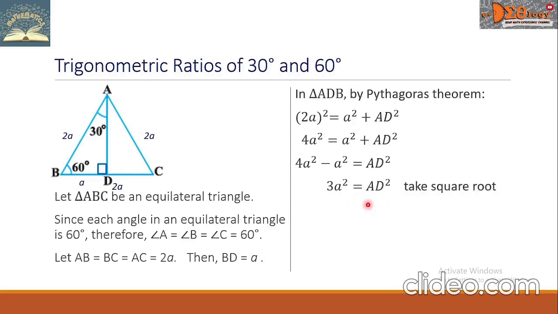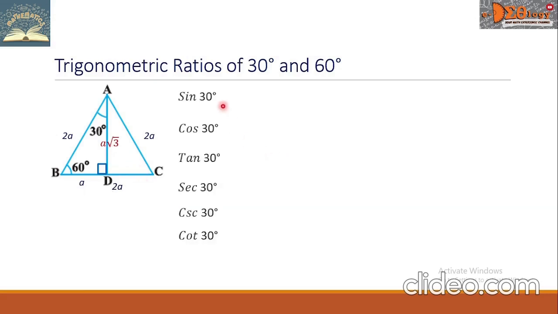In here, we will take the square root. So AD equals the square root of 3A square. And this is simplified into A square root of 3. This is the height of the triangle. Now let us write the trigonometric ratios of 30 degrees.